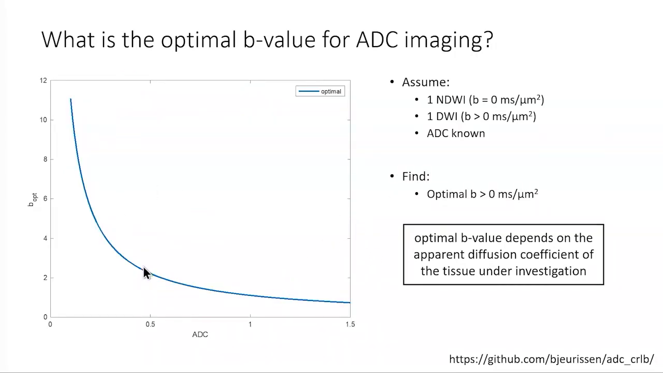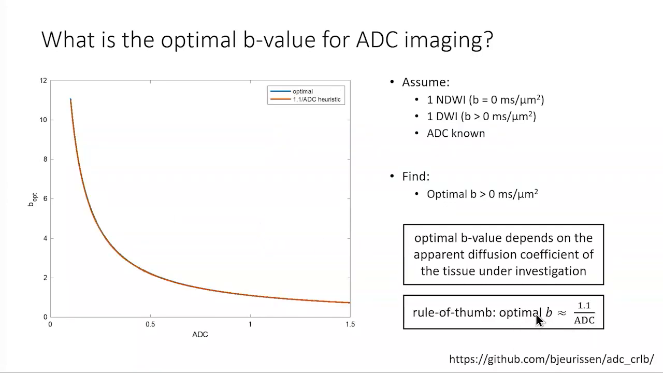So let's look at this relation between ADC and optimal b-value a little bit more. So now I've plotted on the x-axis the ADC, on the y-axis the optimal b-value, and then we see this clear relationship. And we can actually approximate it very accurately with this rule of thumb. So the optimal b-value is about 1 over the ADC of the underlying tissue, or 1.1 to be more precise.